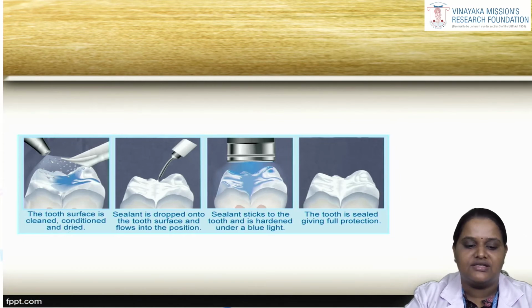The tooth surface is first cleaned, conditioned and air dried, and sealant is dropped onto the surface and flows into position, filling all the deep pits and fissures. Here the sealant sticks to the tooth surface and is hardened under a blue light for light-cured sealants. The tooth is then sealed, giving full protection so that the deep pits and fissures are completely protected from caries. This is for a recently used kind of sealants.